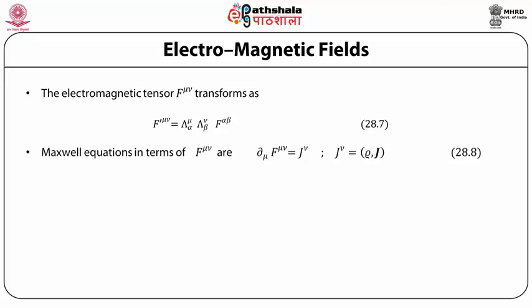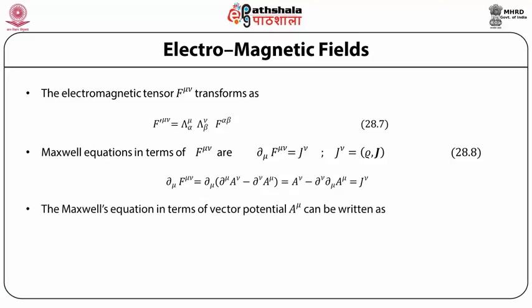Maxwell equations in terms of F mu nu are del mu F mu nu is equal to J nu, where J nu is a function of rho and J. Del mu of F mu nu is equal to del mu of within the brackets del mu A nu minus del nu A mu, which is equal to the D'Alembertian operator A nu minus del nu of del mu A mu, which is equal to J nu.